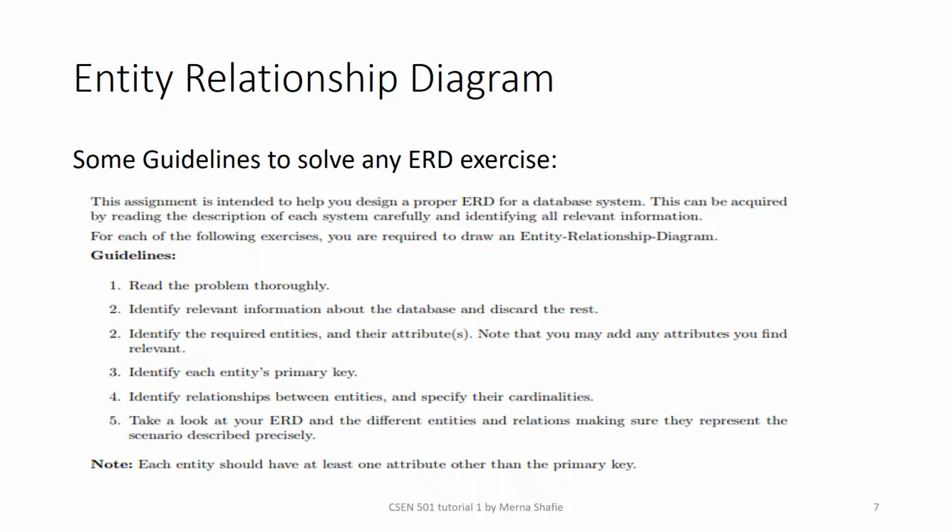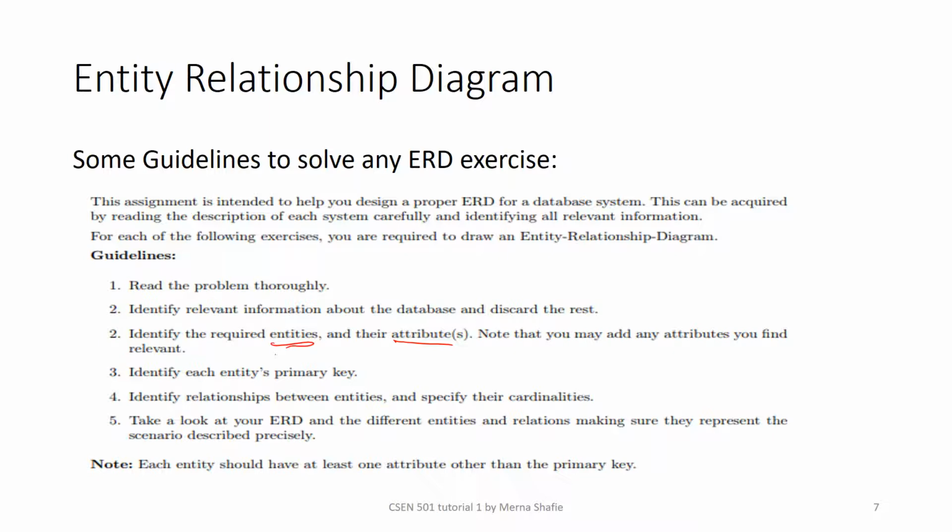After that we need to identify the required entities and their attributes. Then we need to identify the entities, which are like objects, as I told you, what things will be objects and what their attributes are. Note that you may add any attributes you find relevant. This is not always something we advise, so you need to think very carefully before doing that.